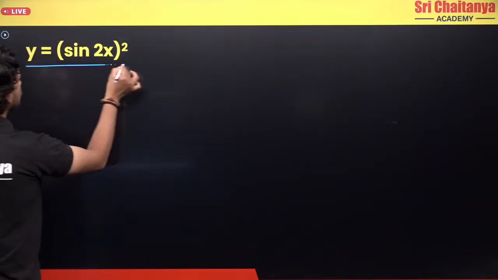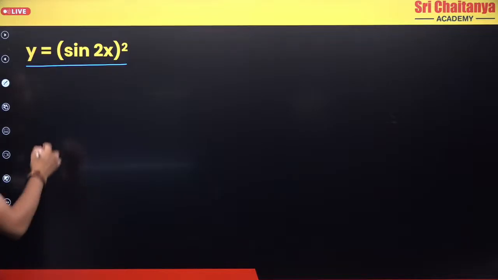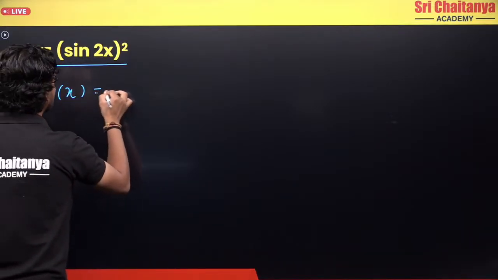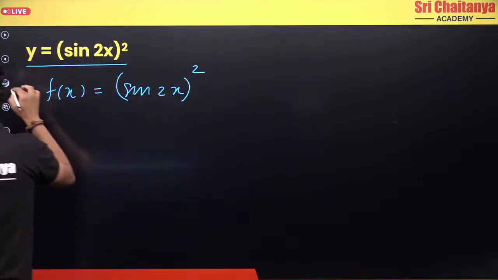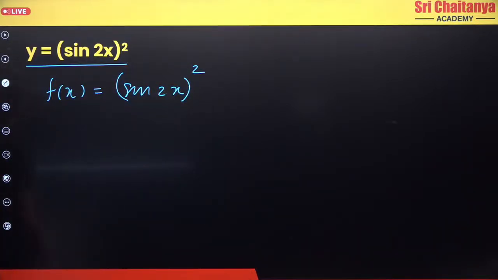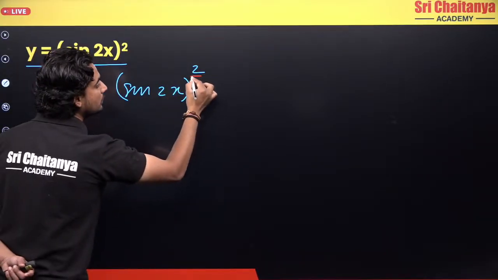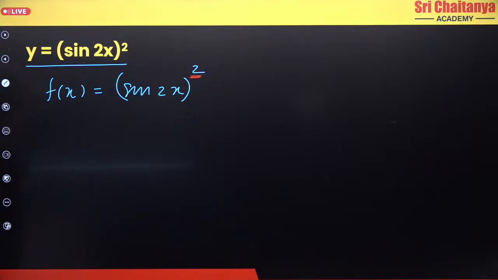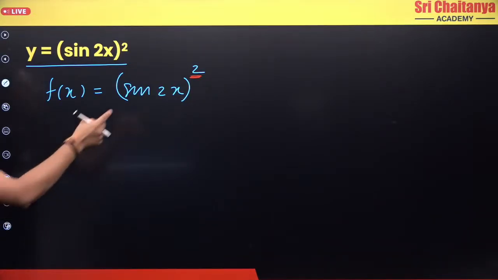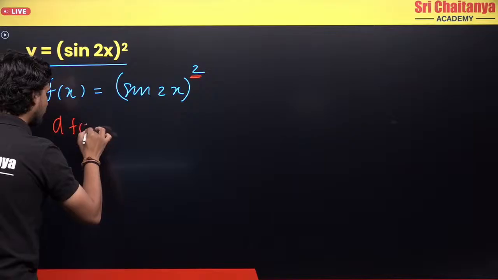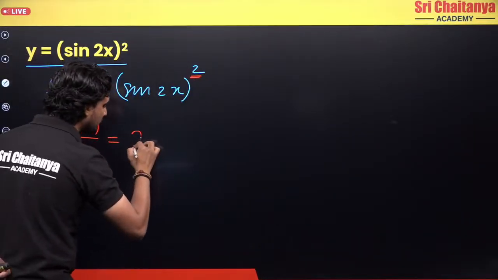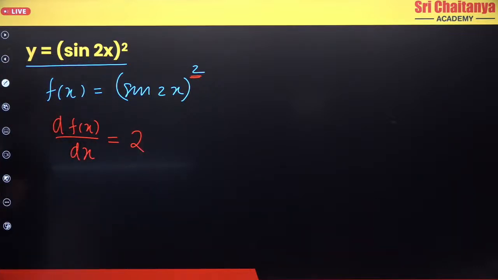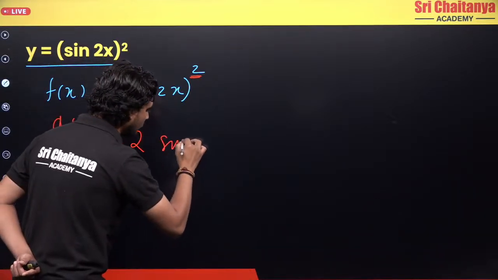What do I have? y equals sine 2x whole square. What is the function? My f(x) is sine 2x into whole square. Okay. So now what is the first function you can see? The first function you should answer is my square function here. So the first function I will differentiate is the square function. So I will say the differentiation of f(x) with respect to x is, what happens? This 2 comes forward. This is the power rule I am applying. So this 2 will come forward and I will have sine 2x.